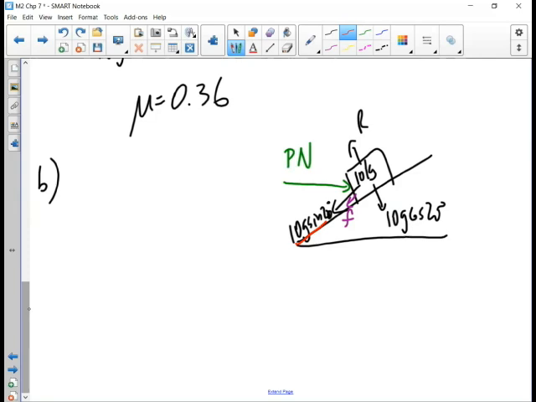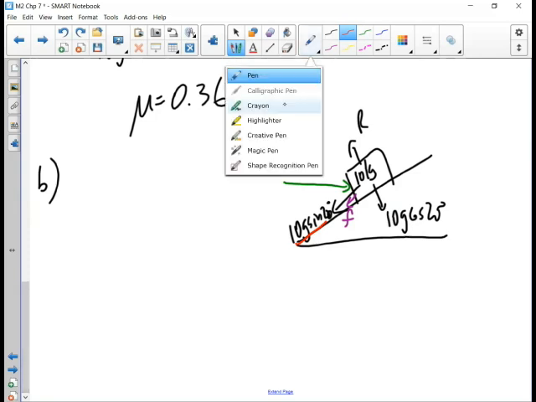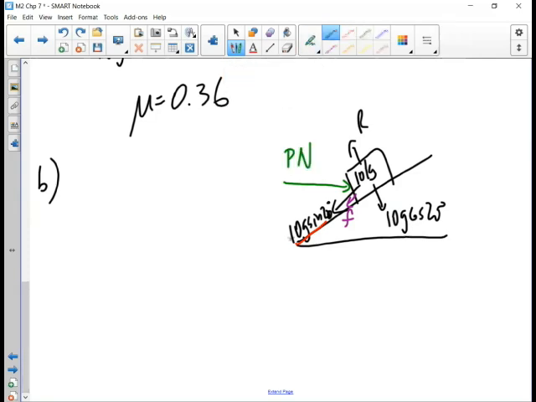Next part, same thing. Once you've got your diagram sorted, the next thing is you have to do your axes. Okay.